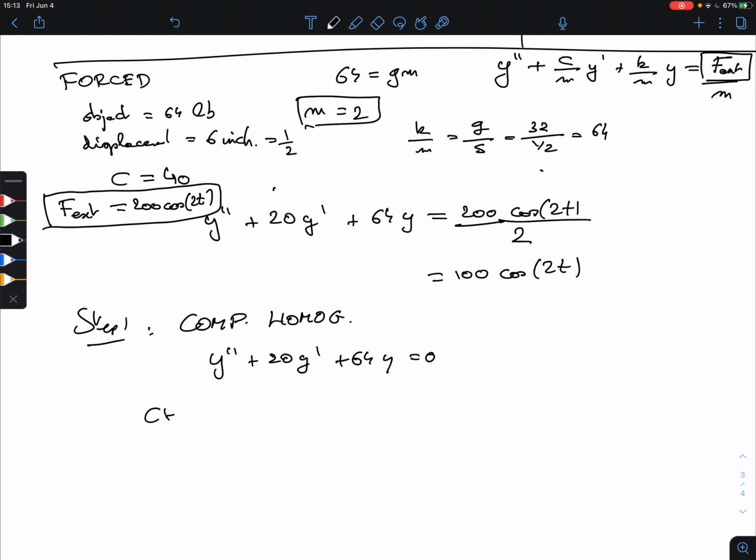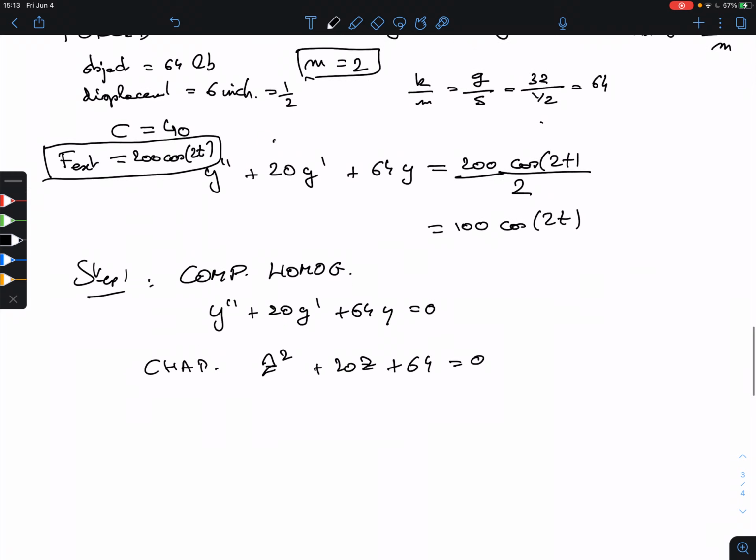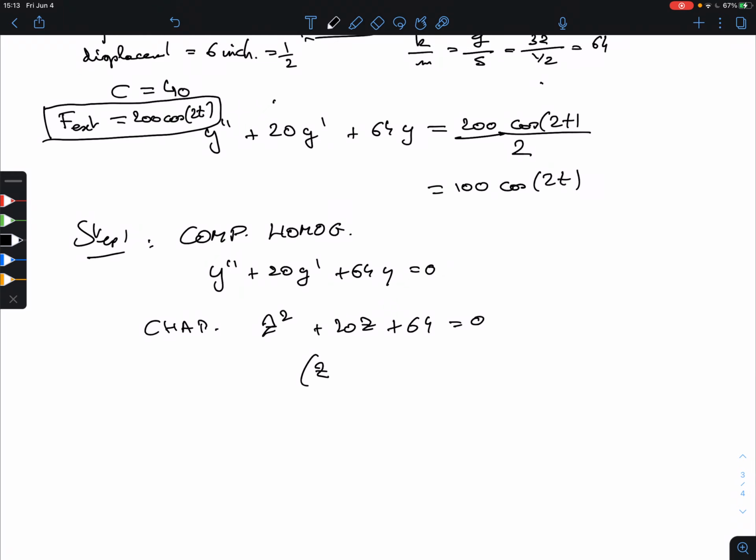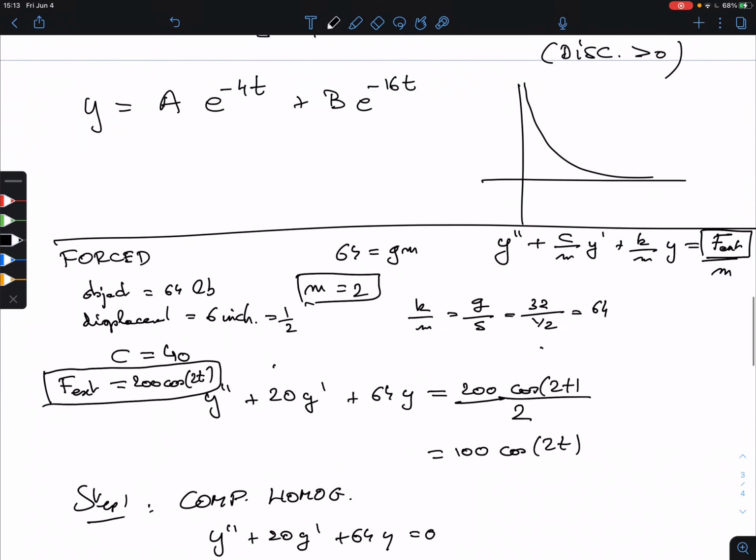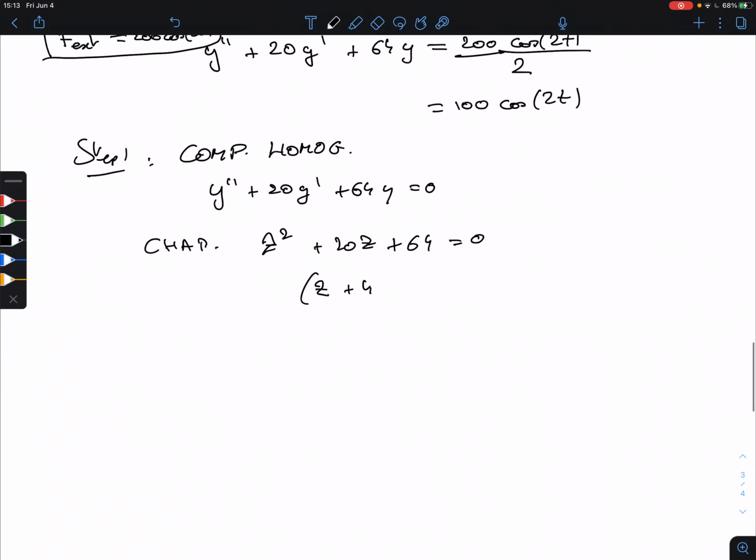So we look at the characteristic equation, t squared plus 20. Oh, I was not going to use t, right? I'm going to use z here. So z squared plus 20z plus 64 is equal to 0. We factored this already, so z plus 4 times z plus 16, right? Is 0, so we find z is negative 4 and z is minus 16.